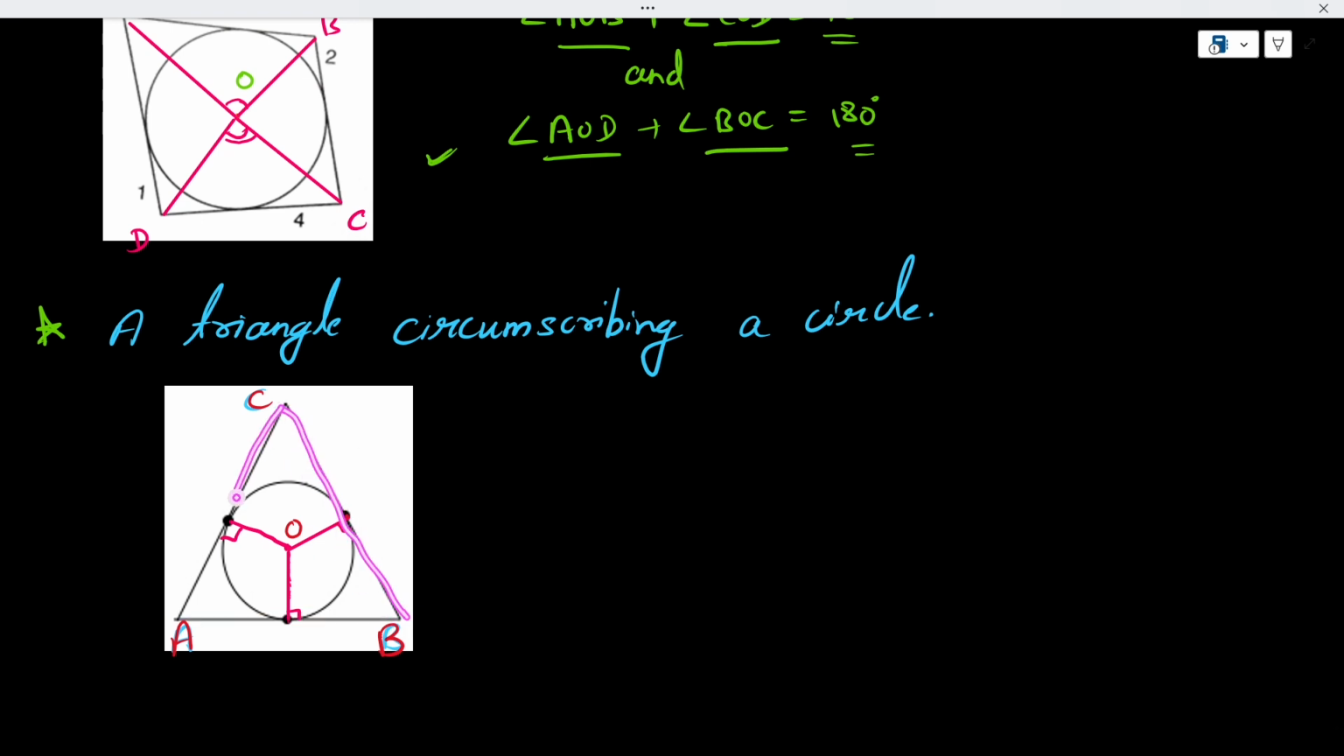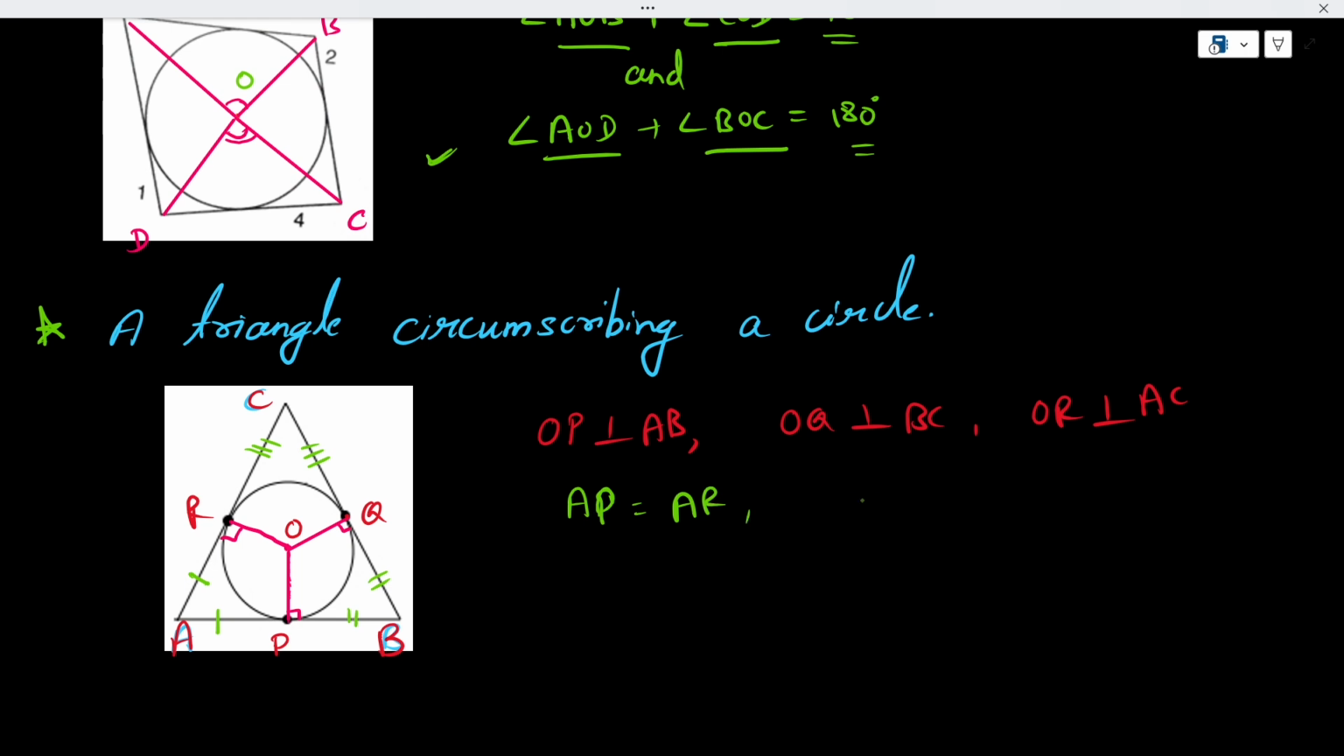After that, a triangle circumscribing a circle means AB is a tangent to the circle, BC is another tangent to the circle, and AC is another tangent to the circle. Now you know that O is the center, and the radius is always perpendicular to the tangent. So if I take the points of contact as P, Q, R, then OP is perpendicular to AB using the first theorem, OQ is perpendicular to BC, and OR is perpendicular to AC. There is a subjective question also based on this, right? Now the tangents drawn from an exterior point are equal in length. So you will see three pairs are equal in length. AP is going to be equal to AR, then BP will be equal to BQ, right?